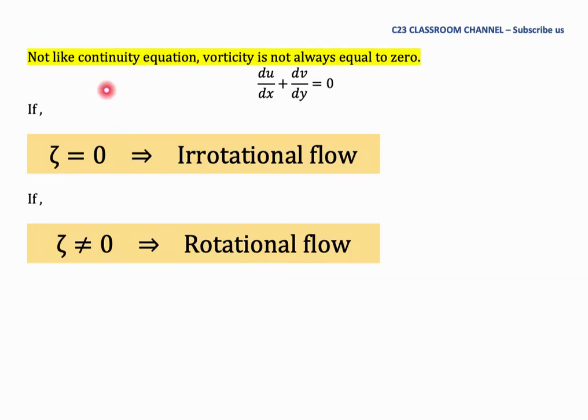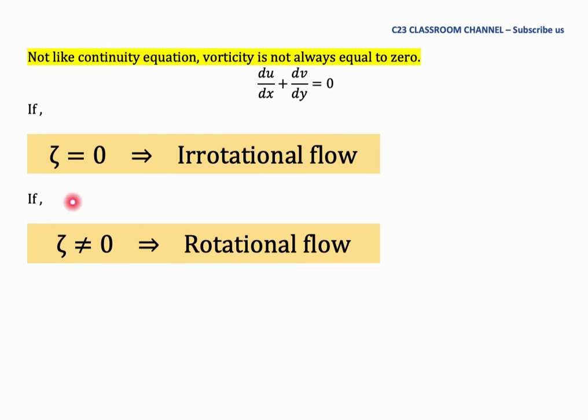And then there is one thing that you need to understand. Unlike the continuity equation, vorticity is not always equal to 0. As we know, in continuity, we must prove that the continuity equation is equal to 0. If it is not equal to 0, it means that there is something wrong in our calculation, and we need to fix it, or we need to make sure that the continuity equals 0. However, vorticity is not always equal to 0. Sometimes it can equal any number.